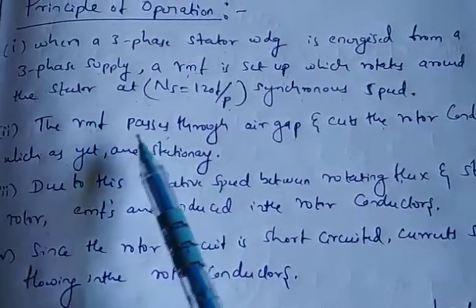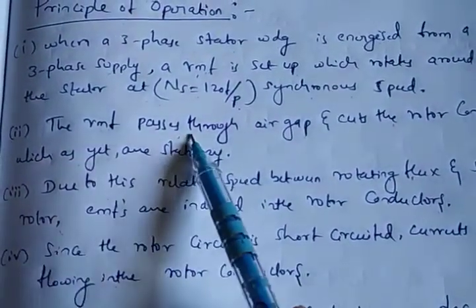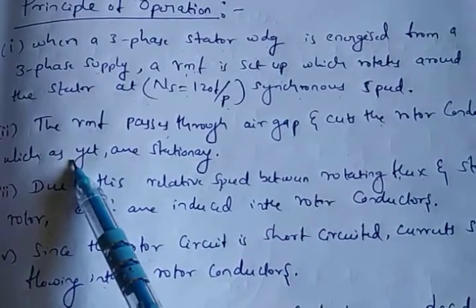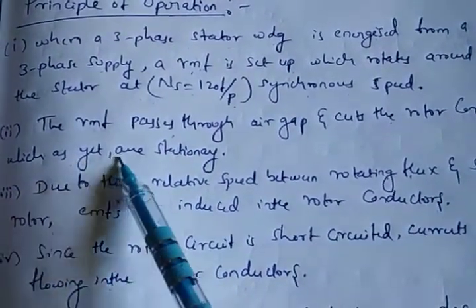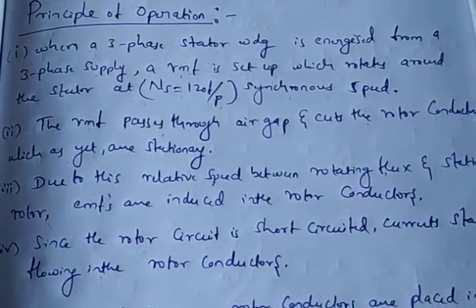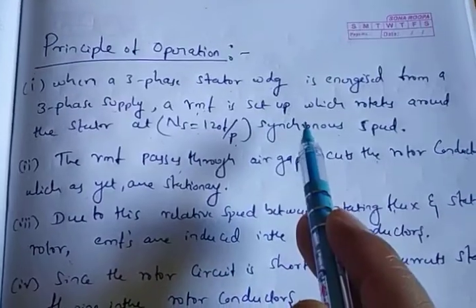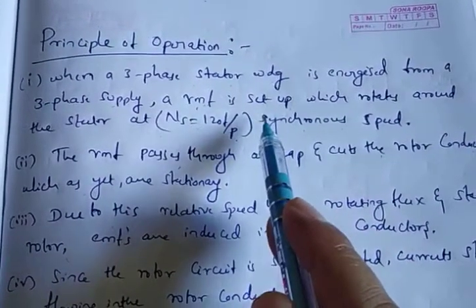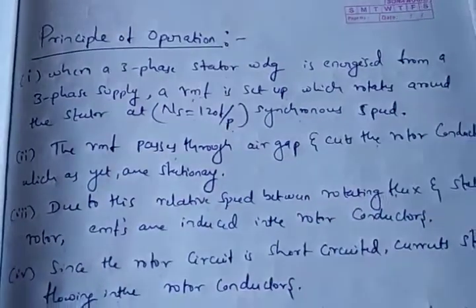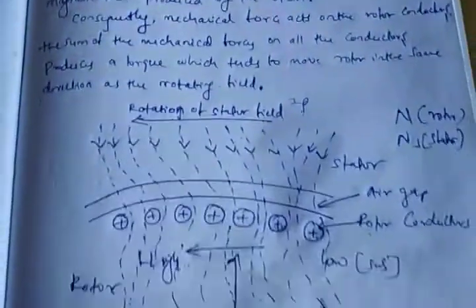So whenever this RMF passes through the air gap and cuts the rotor conductors, which are stationary, it means at this point the magnetic field, the flux produced by the stator, this RMF, is rotating. At this point the rotor is stationary. So I will explain this with a simple diagram.